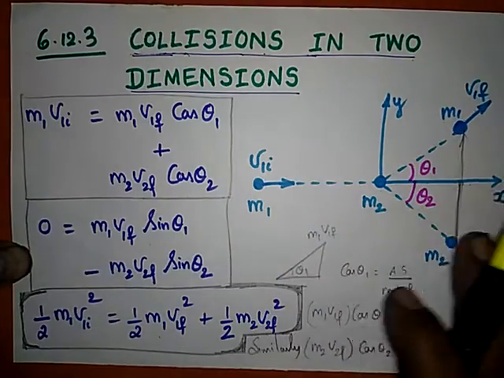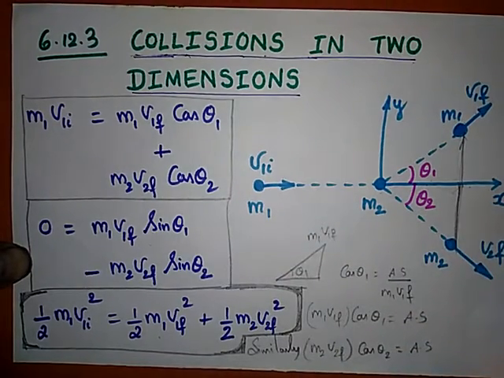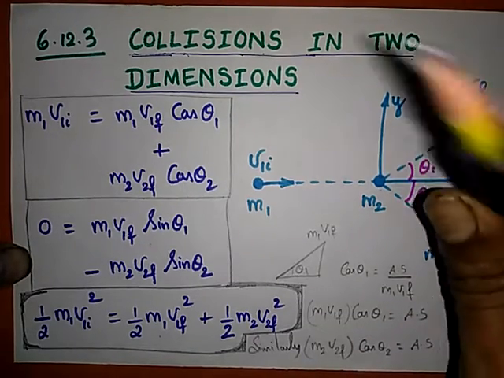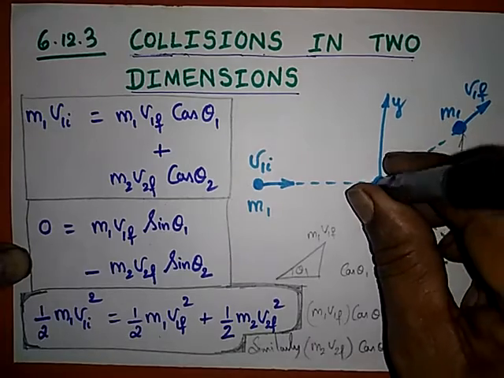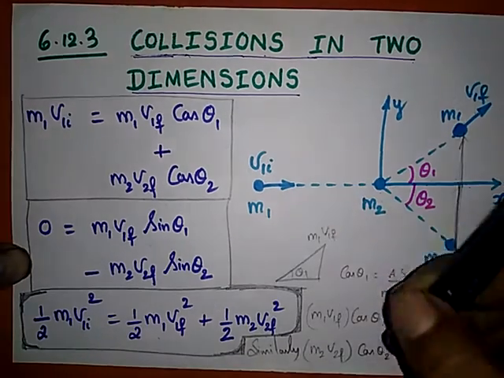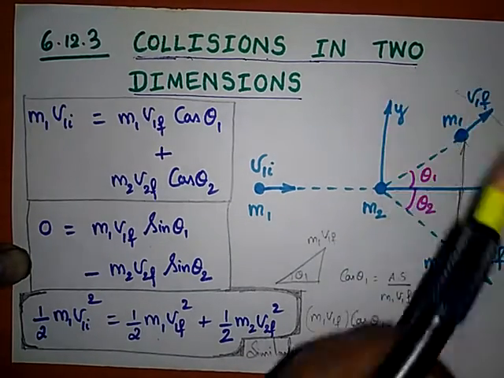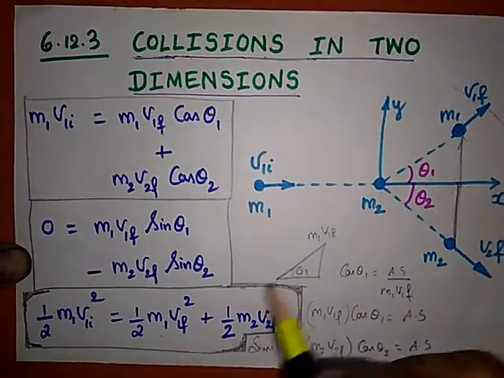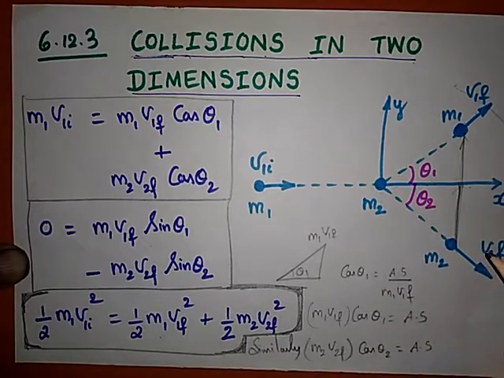Actually we have considered only the xy plane, but the motion can happen in three dimensions, x, y, z. Assume this is x, y, and the vertical component goes vertically upwards this way. In that case you have z also, but we have considered a carom board like structure which is two-dimensional.